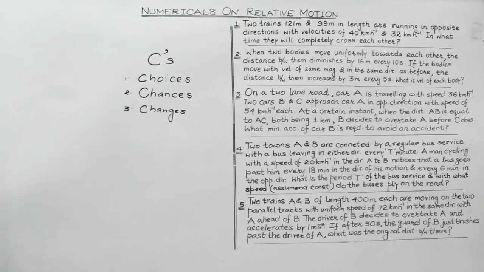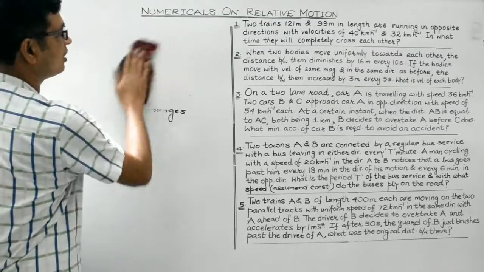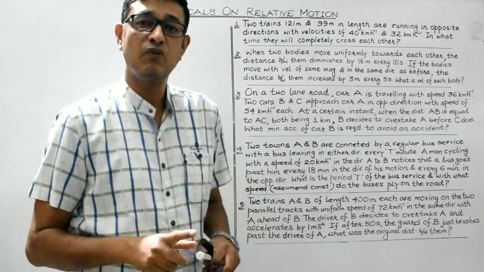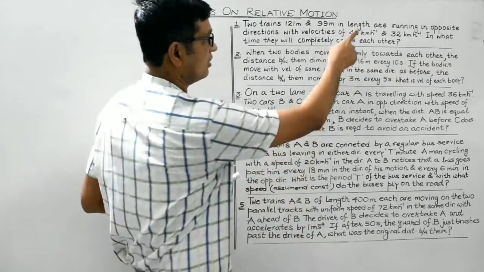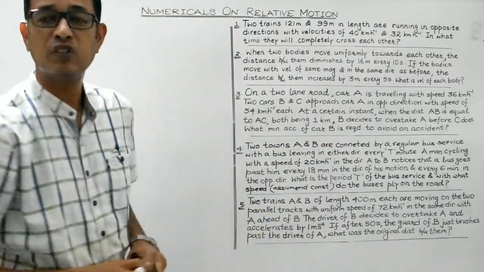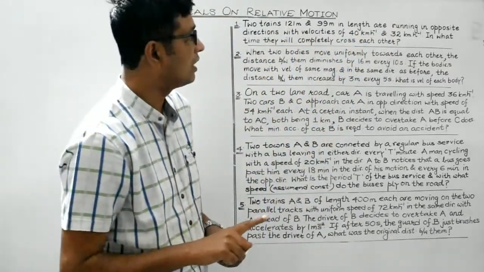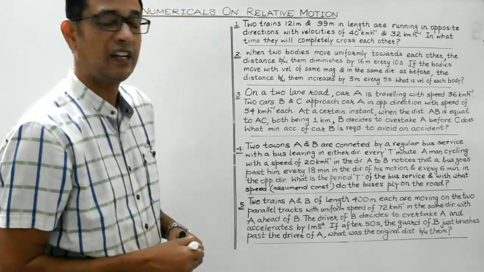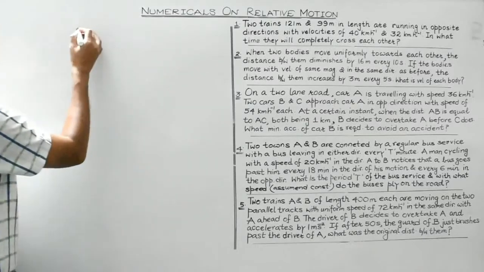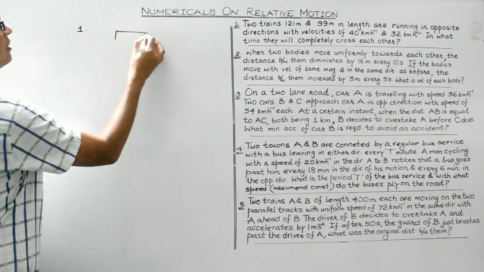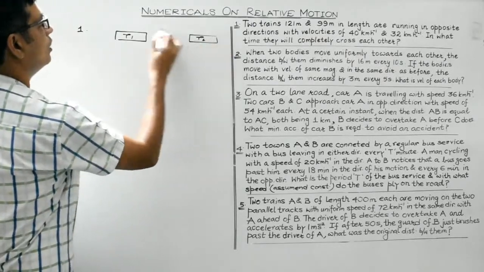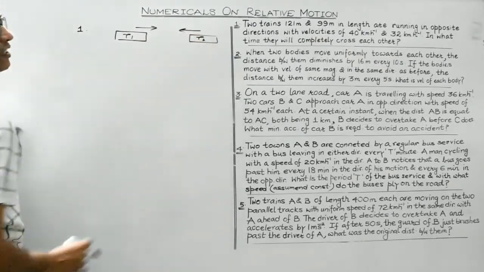Students, just go through the question. 2 trains are given and the length of one train is 121 meter while the other train is 99 meter. They are running in opposite directions with velocity of 40 km per hour and 32 km per hour. In what time they will completely cross each other? So, it is this case. This is train T1. This is train T2. Both are moving in the opposite direction.